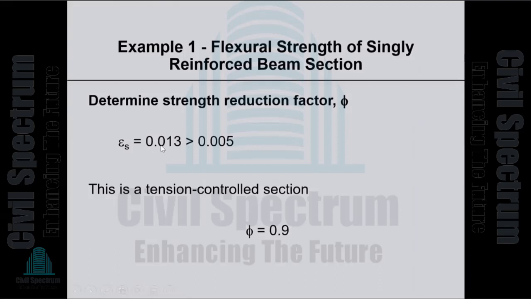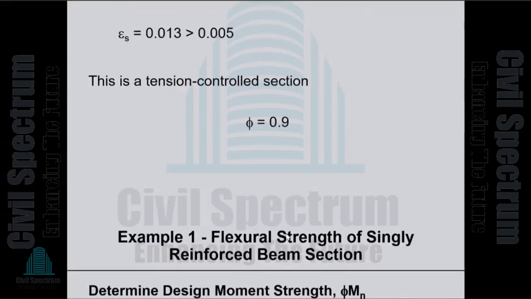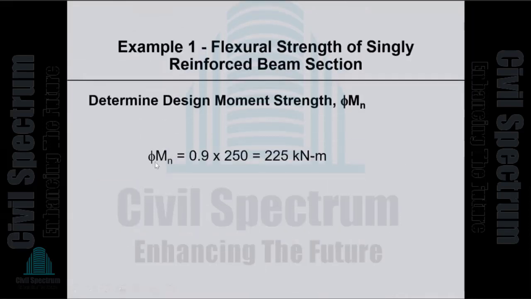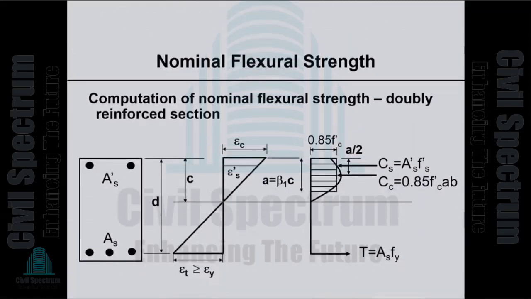And since this is now also our net tensile strain, the strain in the reinforcement corresponding to a strain of 0.003 in the extreme compression fiber, that exceeding 0.005 means the section is tension controlled. So the phi factor is 0.9, and that means the design strength is 0.9 times the 250 kilonewton meters of nominal strength that we calculated, and that comes out to 225 kilonewton meters. Okay, so that's pretty simple.